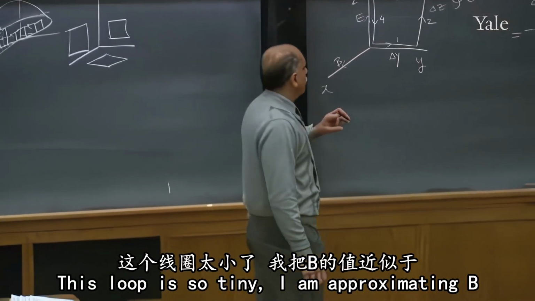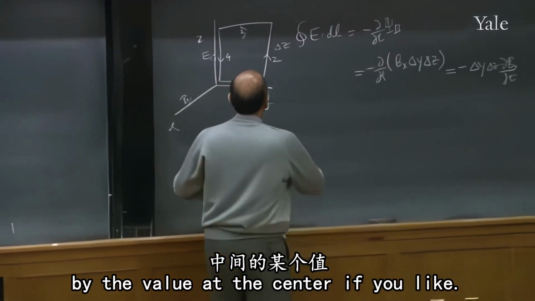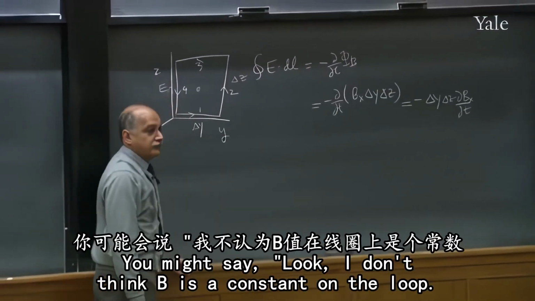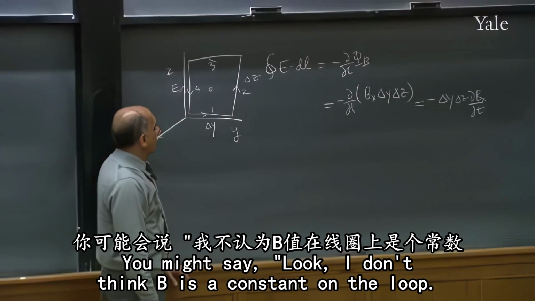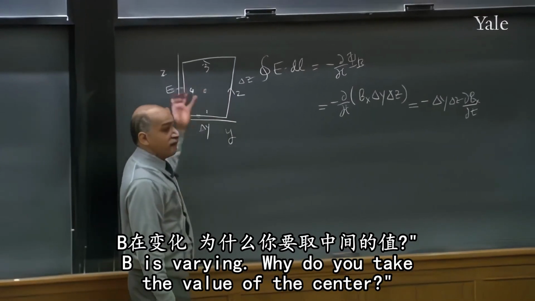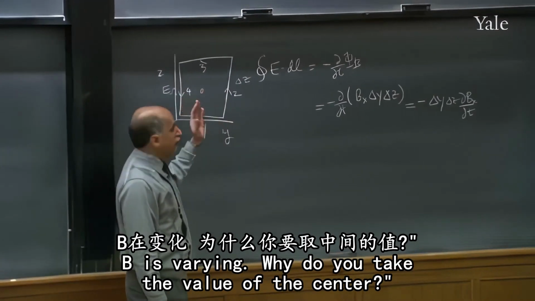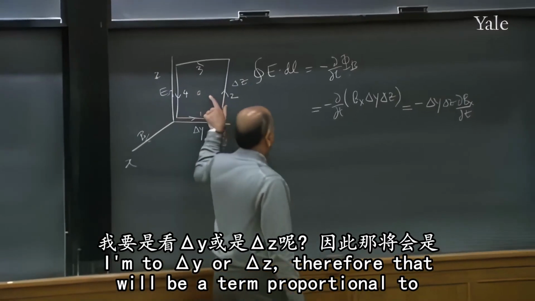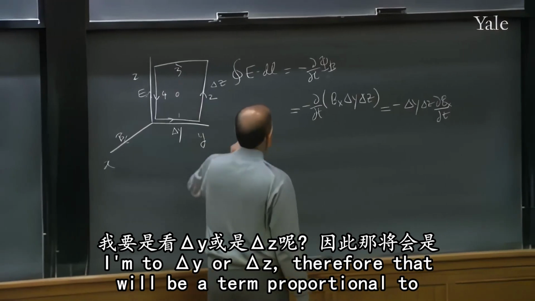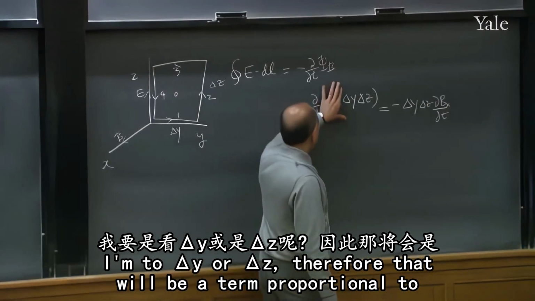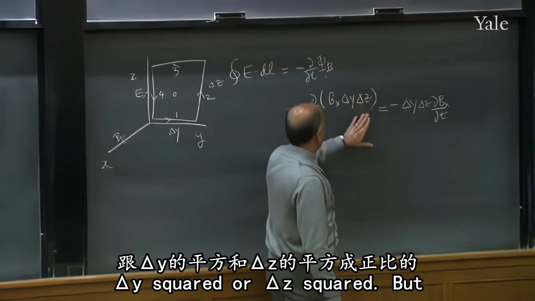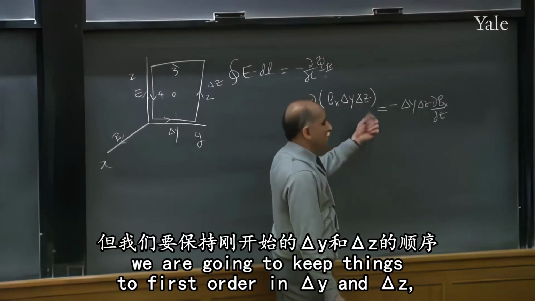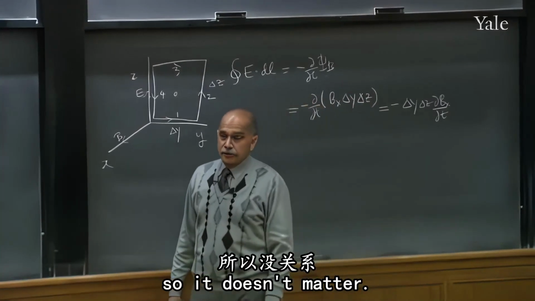This loop is so tiny, I am approximating B by the value at the center, if you like. You might say, look, I don't think B is a constant on the loop. B is varying. Why do you take the value at the center? Well, if it varies, the variation is proportional to delta x, or to delta y or to delta z. Therefore, there will be a term proportional to delta y squared or delta z squared. But we are going to keep things to first order in delta y and delta z, so it doesn't matter.